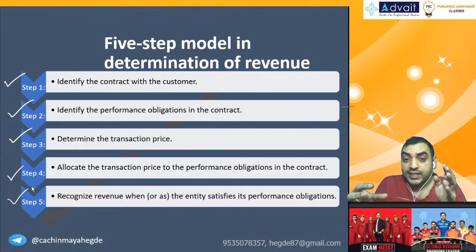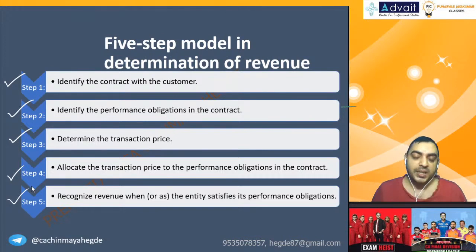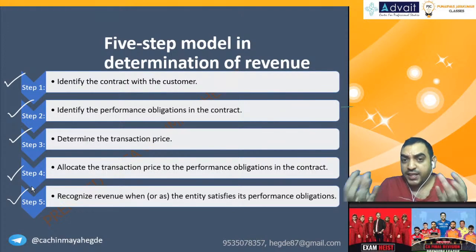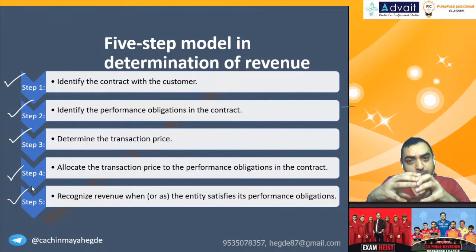Now this transaction price should be allocated among these 2 performance obligations, because 2 elements are there, car and service, but only one amount. That comes in step 4. Between step 2 and step 3, how things are allocated, that is step 4. Now, performance obligation, transaction price, allocation have also happened.